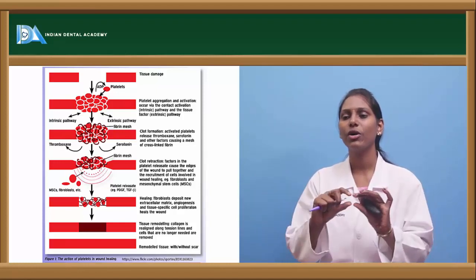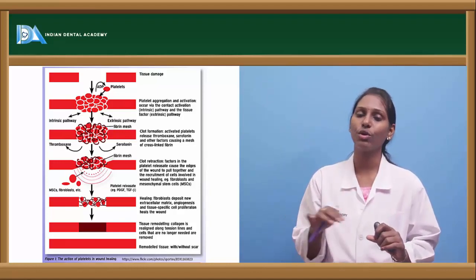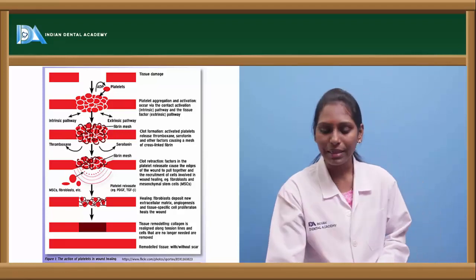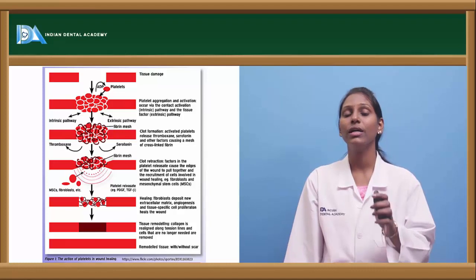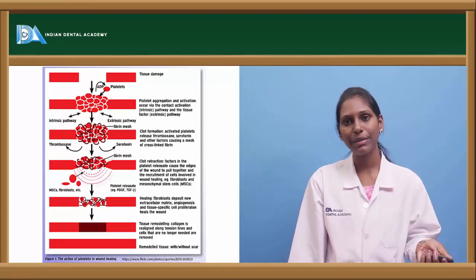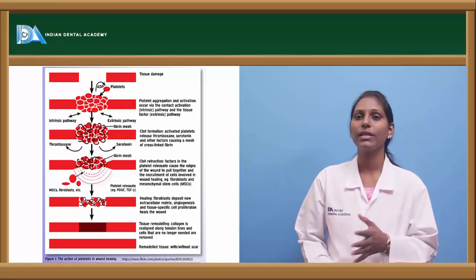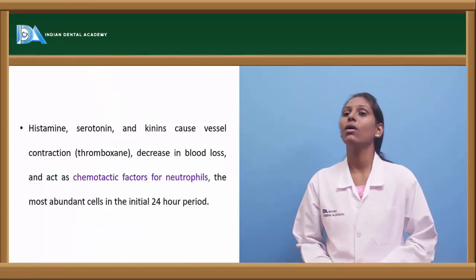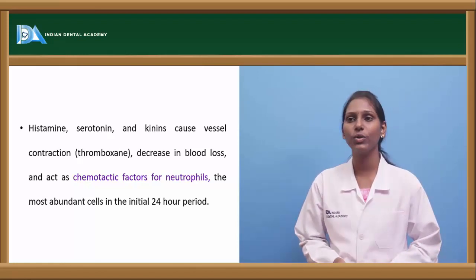Finally, what we see is nice tissue remodeling happening, with collagen realigned along the tension lines of the incision or the wound. Completely remodeled tissue with or without scar formation can be seen based upon the type of wound, whether it is a simple incised wound or an open wound. Based on that, we can see whether the tissue heals with a scar or without a scar. Now, coming to the various chemotactic factors for neutrophils, we have histamine, serotonin, kinins.